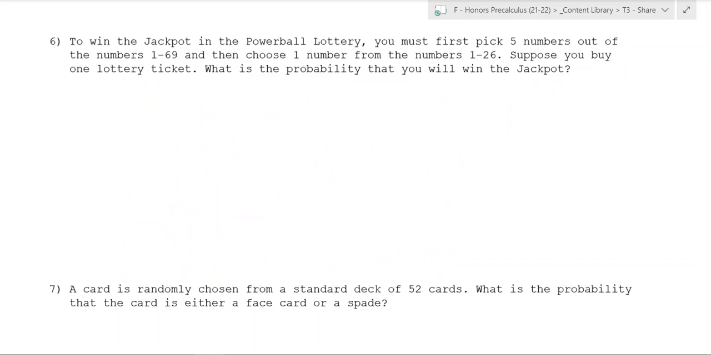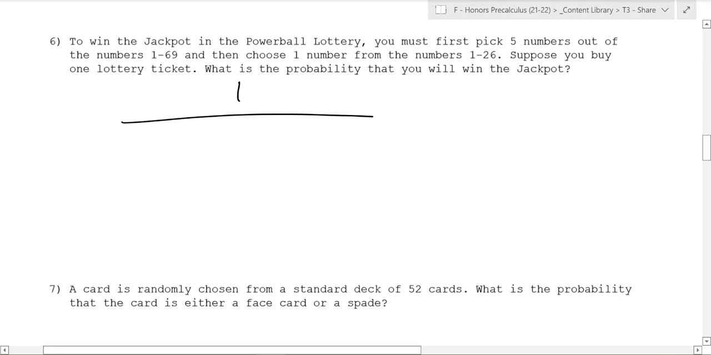So let's talk about the lottery here. To win the jackpot in a Powerball lottery, you first must pick 5 numbers out of 1 to 69 and then choose one number from the numbers 1 to 26. Suppose you buy 1 lottery ticket. What's the probability that you'll win the jackpot? Well, there's only going to be 1 winning outcome here. What's the number of winning outcomes? 1. There's 1 winning outcome.